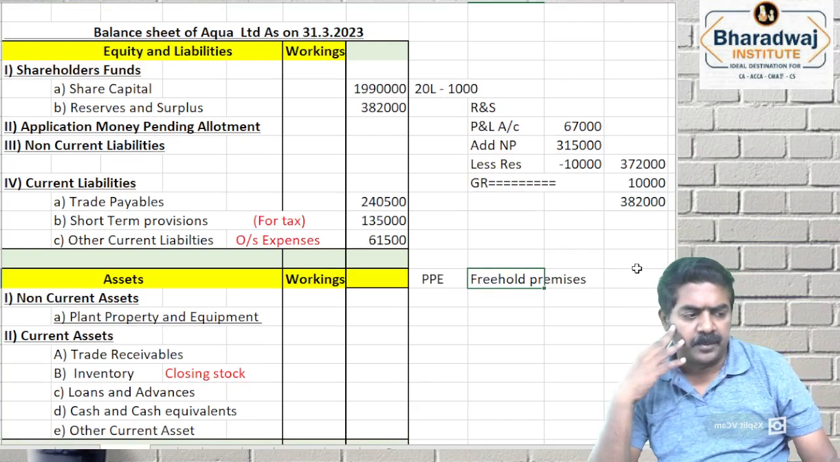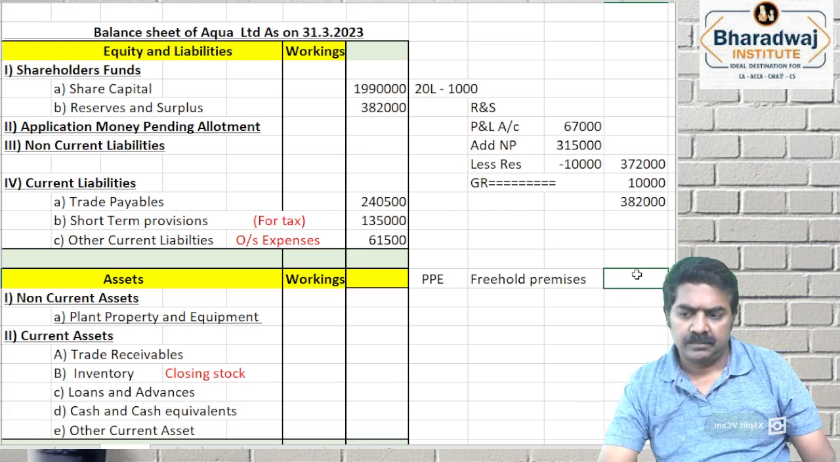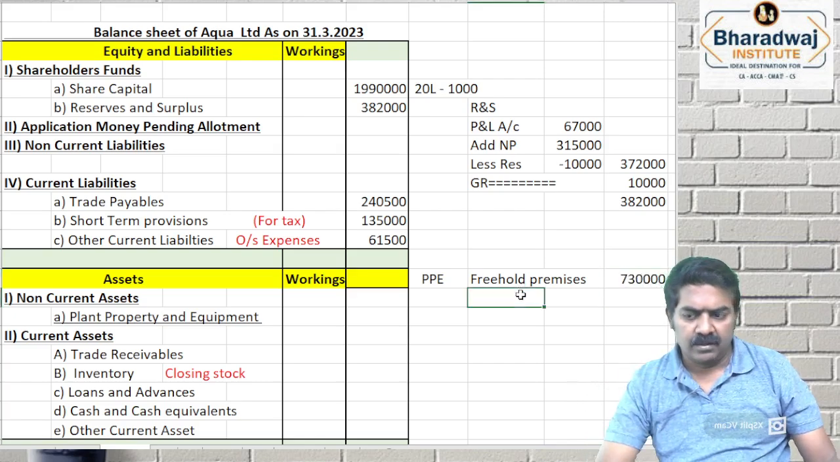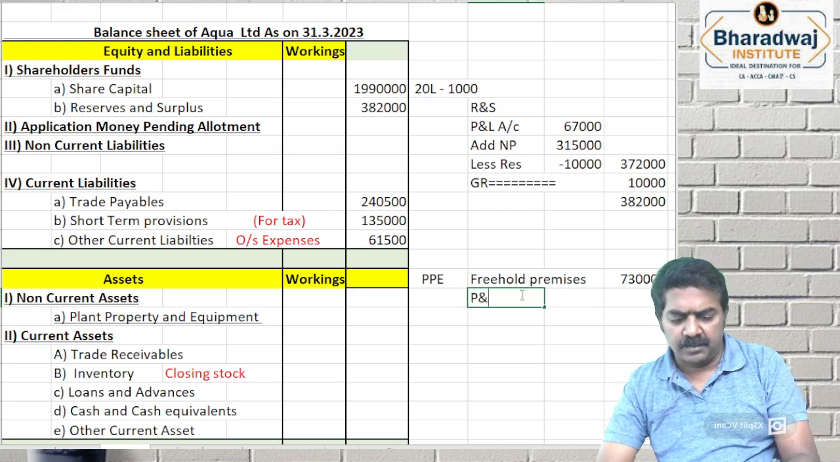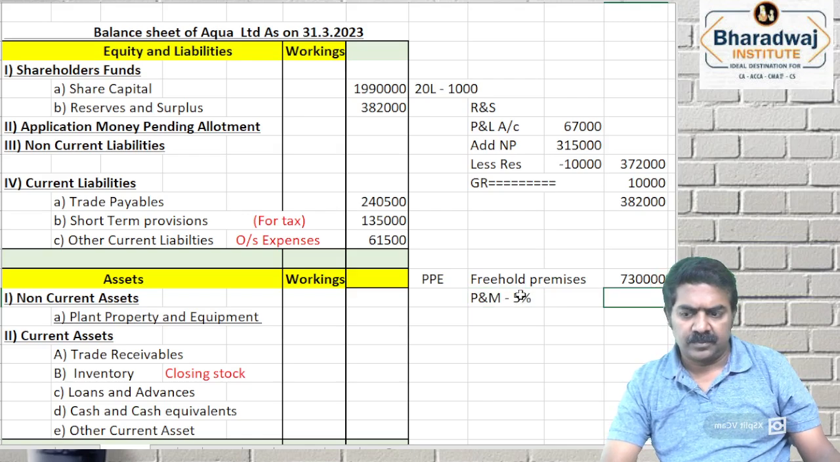What is the freehold premises value? How much? There is no depreciation. 7,30,000. Then what is the next one? Plant and machinery minus the 5%. 5%. 7,12,500.